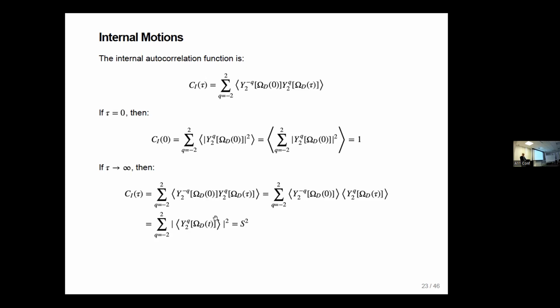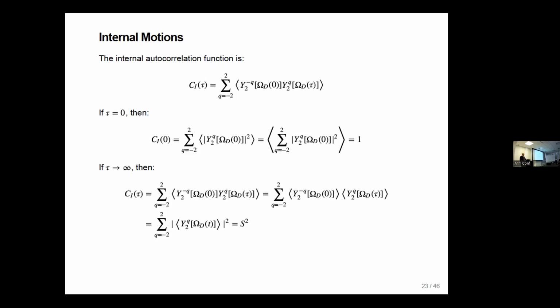And that's called the order parameter, or the square of the order parameter. So the internal autocorrelation function is going to decay from 1 to a plateau called the square of the order parameter. And the more restricted the internal motion is, the larger that will become. And if S squared became unity, then there's no internal motion. And if S squared became 0, that would suggest that the interaction could explore at least a hemisphere of orientations.